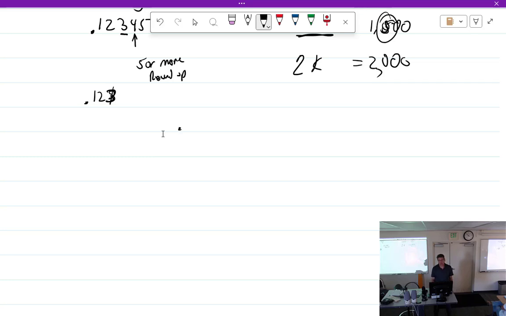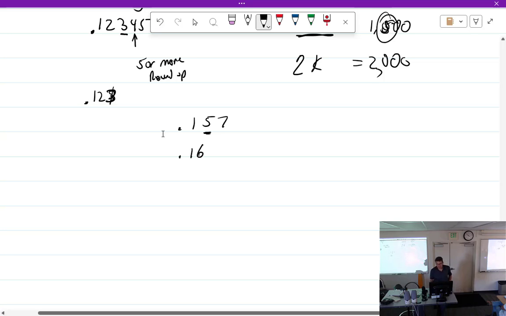So if I had 0.157, I'm going to round to the nearest hundredths. What is that? 0.16. Okay. I can't explain it too much until we get into scientific notation.